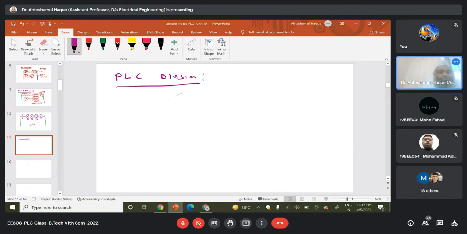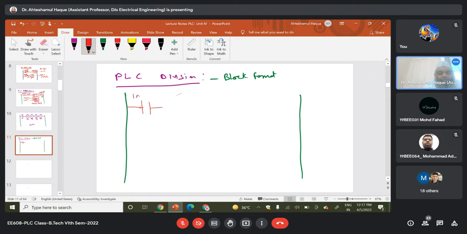PLC division. So again, this can be represented in two forms: block format and coil format. If I write this in block format, I have an enable switch here, which is a contactor, that is IN0194, which is enabled.